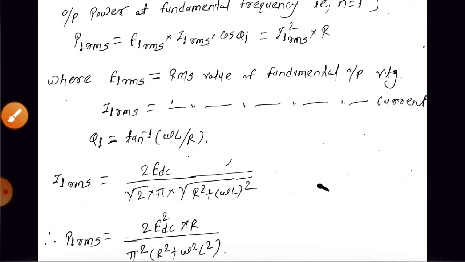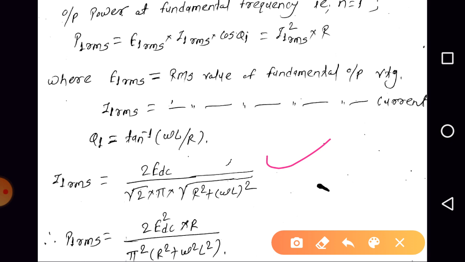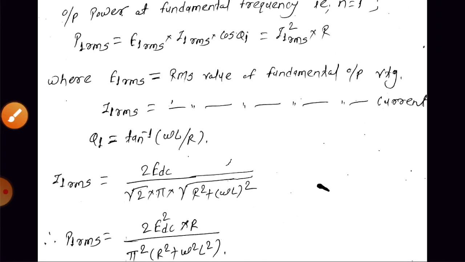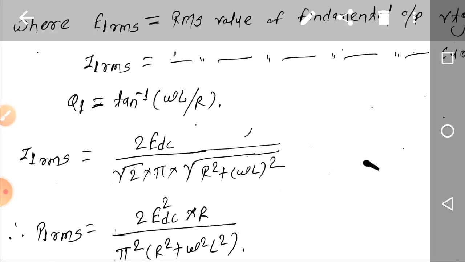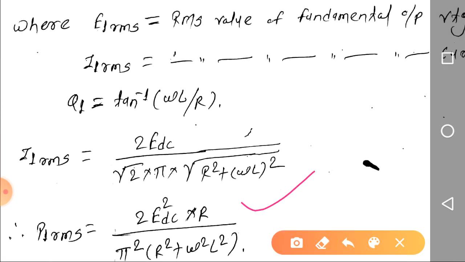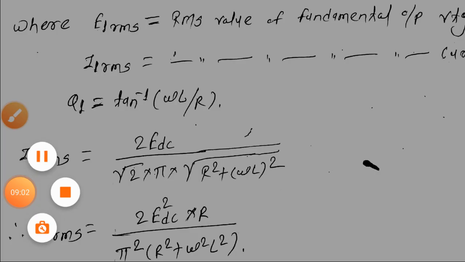So from this we can write I1 RMS is E1 RMS or V01 RMS divided by impedance, right? V01 RMS is 2 EDC divided by root 2 pi, and the impedance is under root R square plus omega L bracket square. So P1 RMS is I1 square into R. That's why the expression for P1 RMS is this one, right? This is the expression for P1 RMS. Next.